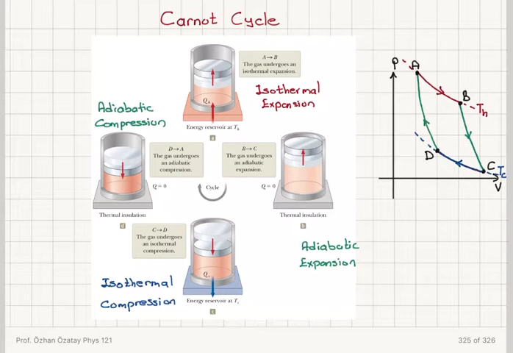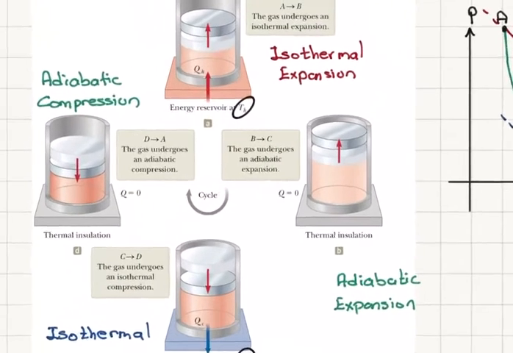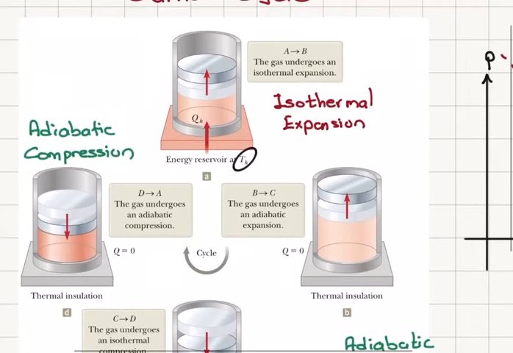So we have a hot energy reservoir at temperature TH, and a cold energy reservoir at temperature TC, and we can have two isothermal processes in which we will be extracting or releasing heat to these energy reservoirs. So operated as a heat engine between A and B, we have an isothermal expansion process. So that's the first part.